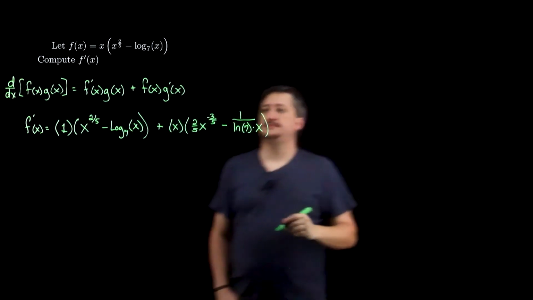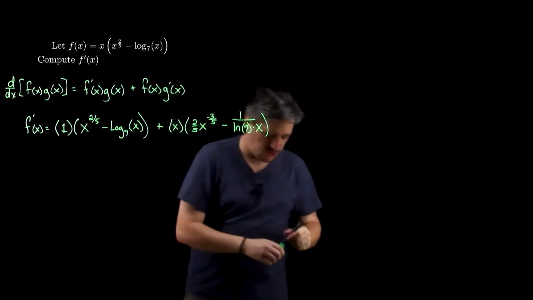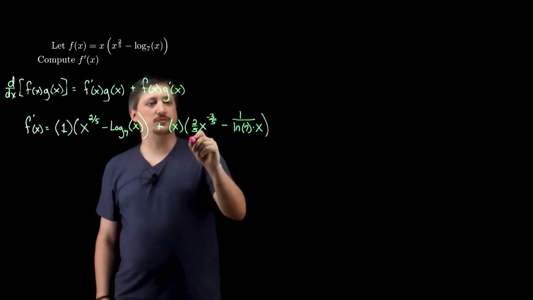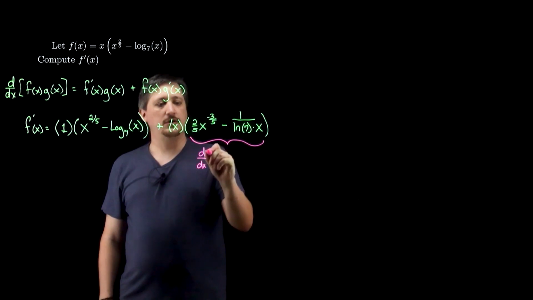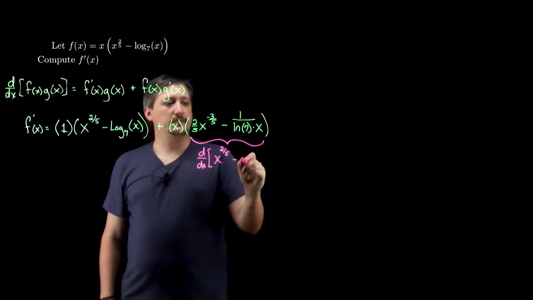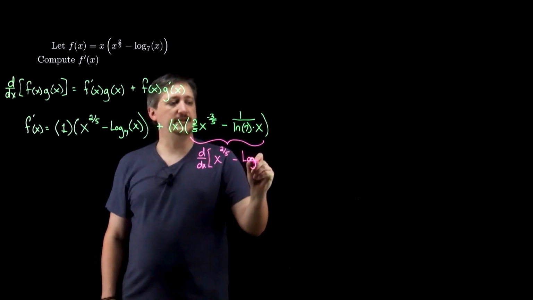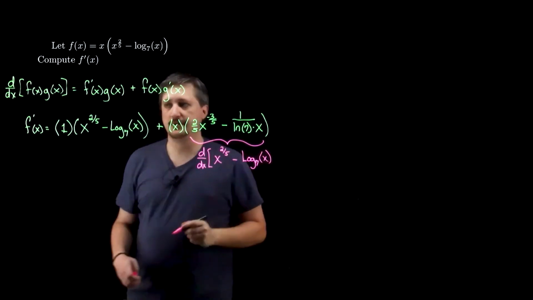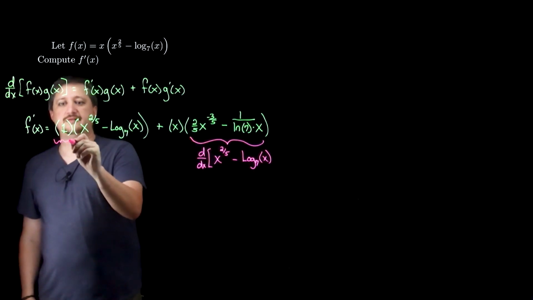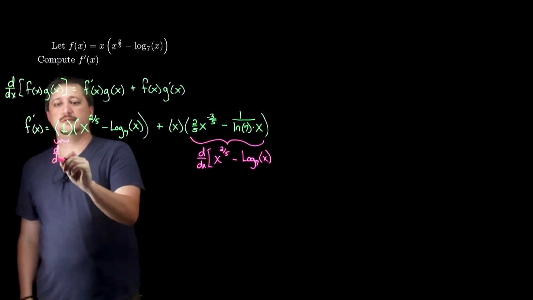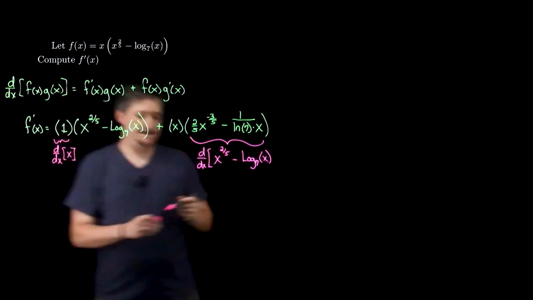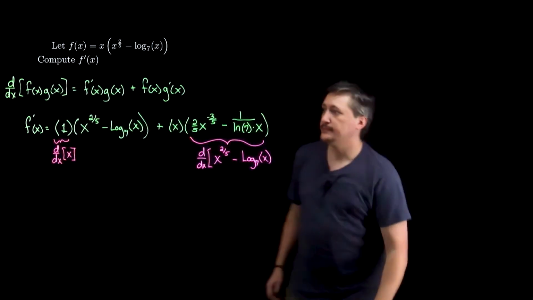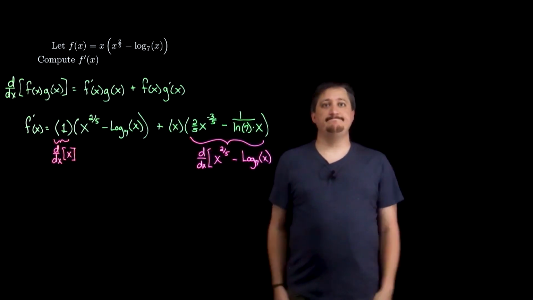To be clear, maybe I'll make a notation of this since I did it all in one go here. This is the derivative of x to the 2/5 minus log base 7 of x. And this was the derivative of just x. Okay? So that is that.